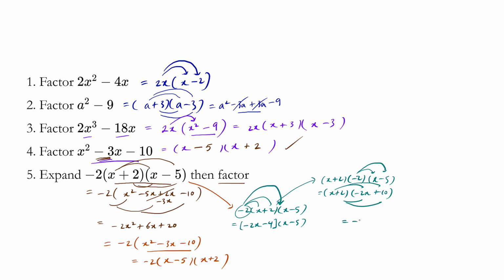X times negative 2x is negative 2x squared. We have x times 10 is 10x. As for inside, we have 2 times negative 2x, which is negative 4x. And we have 2 times 10, which is 20. As you can see, we have some x's in the middle here. 10 minus 4 is 6, so we have 6x. So you can see the result is going to be negative 2x squared plus 6x plus 20. And that's exactly the same as over here, the result.